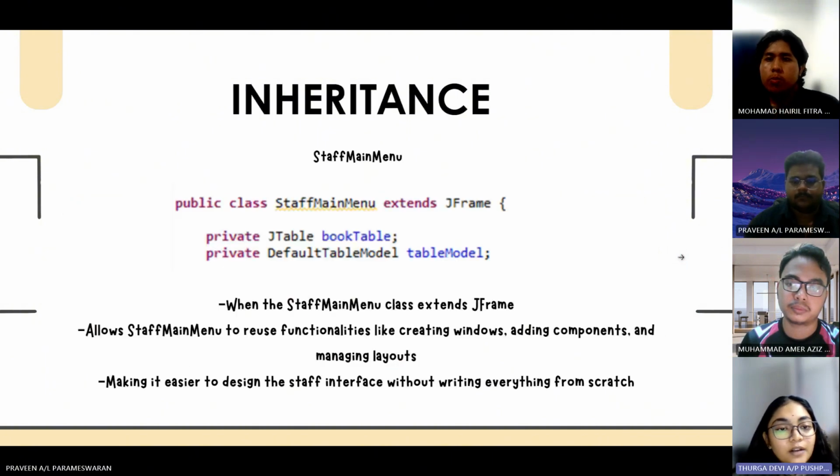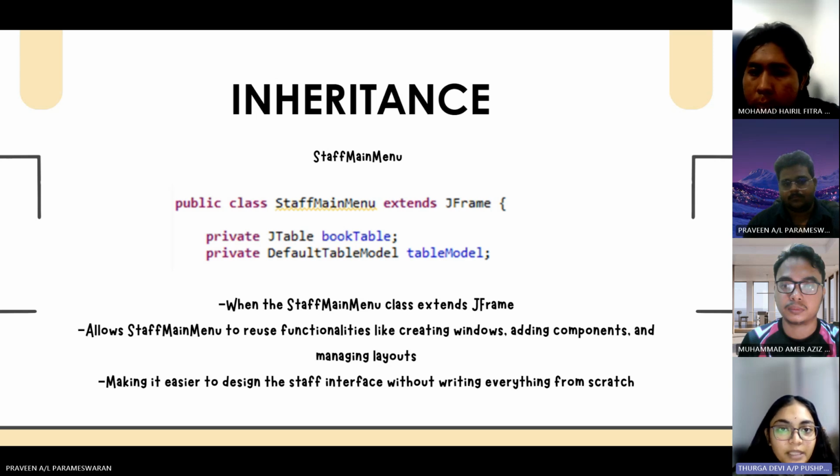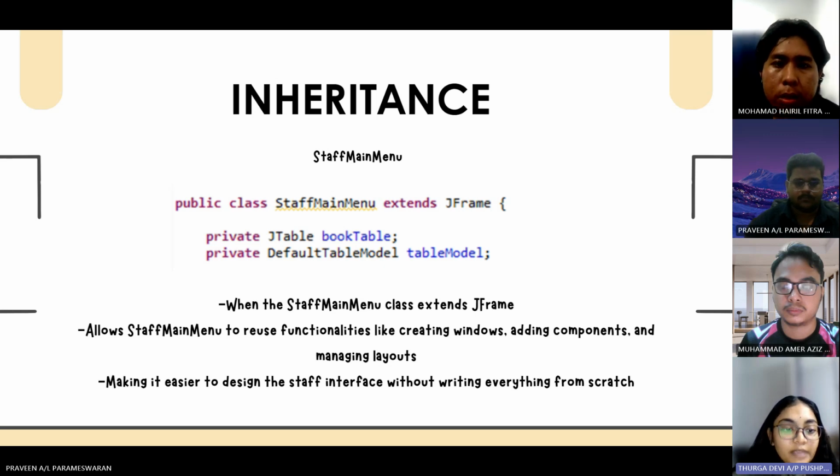Okay, now let's go with inheritance. This is the example code where we apply inheritance in our project, from the staff main menu file. The staff main menu class extends from JFrame, and it allows the staff main menu to reuse functionalities like creating a window, adding components, and managing the layout. It also makes it easier to design the staff interface without writing everything from the start.